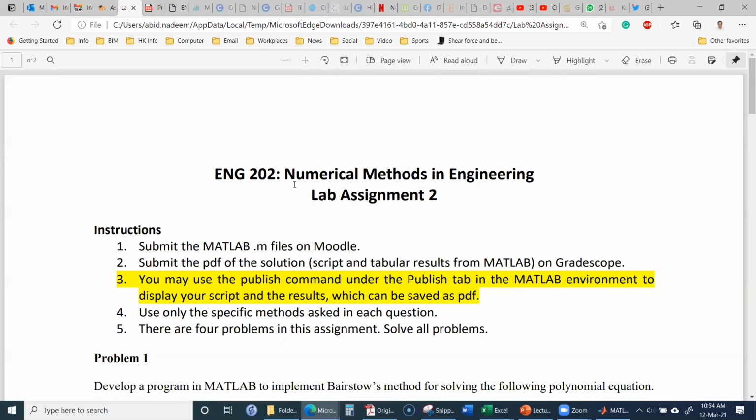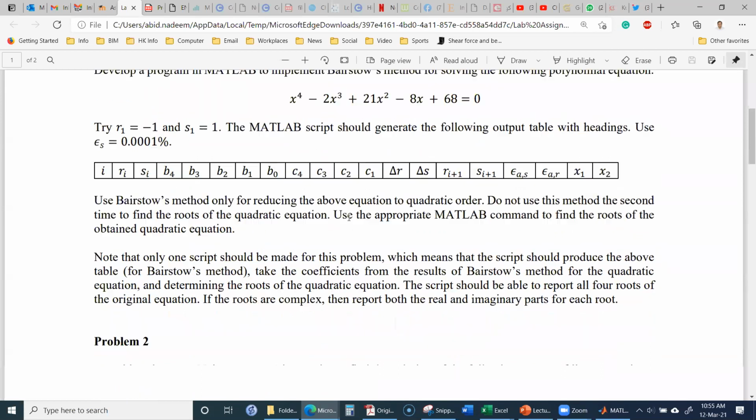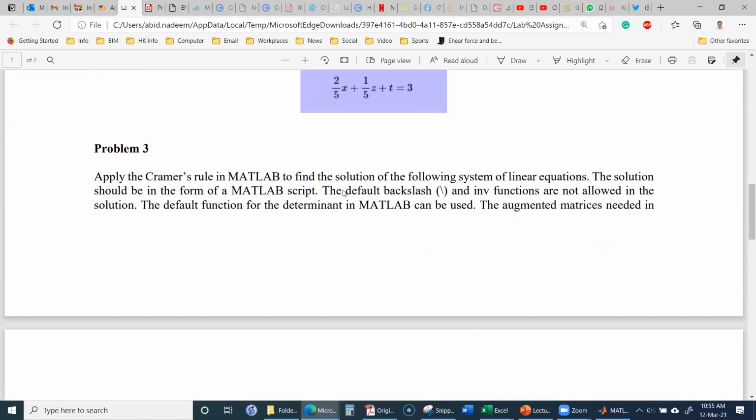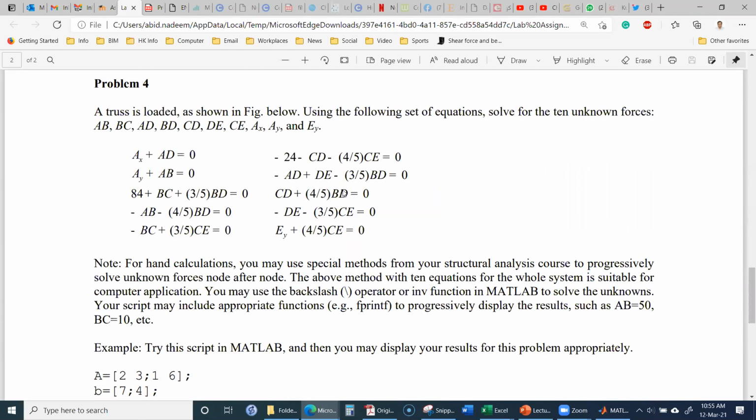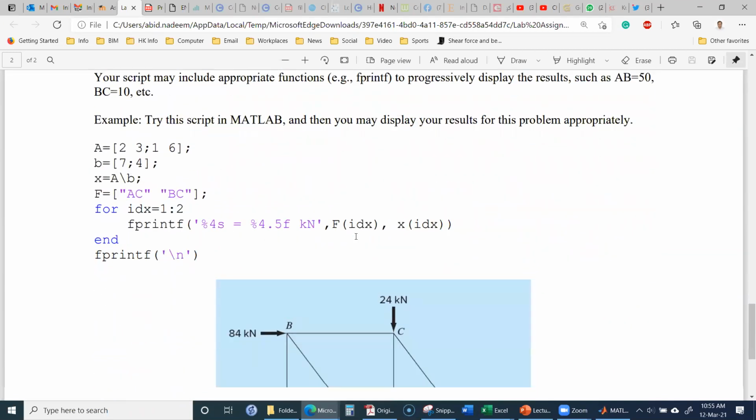Yeah, so this lab assignment number 2 has 4 questions. In the first question, you have to develop the program in MATLAB for the Bairstow's algorithm. In the second one, you have to make some changes to the Gauss naive or Gauss pivot script, which is already provided. In the third one, you have to illustrate Cramer's rule in MATLAB. And the fourth problem is related to your structural engineering course. You have to solve these 10 equations in MATLAB using the MATLAB command. So that is the lab assignment.